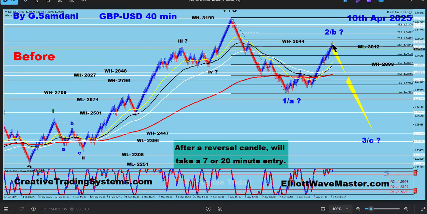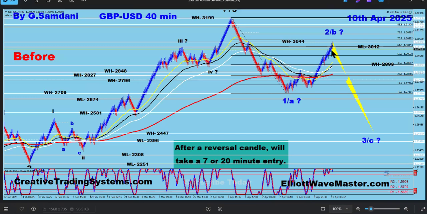So the beauty about the system is that if I say this thing is going to drop, remember, this one applies here. After a reversal candle, we'll take a 7 or 20-minute entry. So I have to have an entry, and the entry comes around 4 to 6 blue candles down here. If the price doesn't drop, or if I don't have the reversal candle I'm expecting, but if no reversal candle, no trade. Simple as that, right? So you're safe.